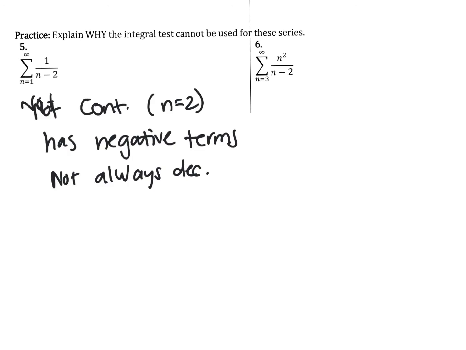So the first series here actually doesn't meet any of the requirements. It's not continuous when n equals 2, or it's discontinuous. Some of the terms are negative. The first term would be negative 1, and it's not always decreasing.